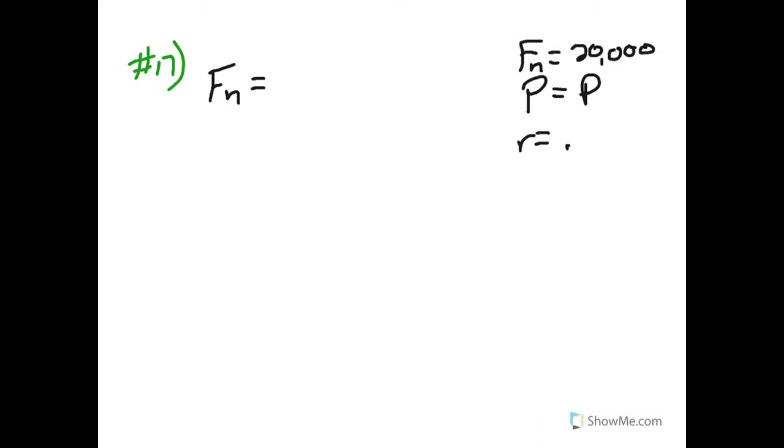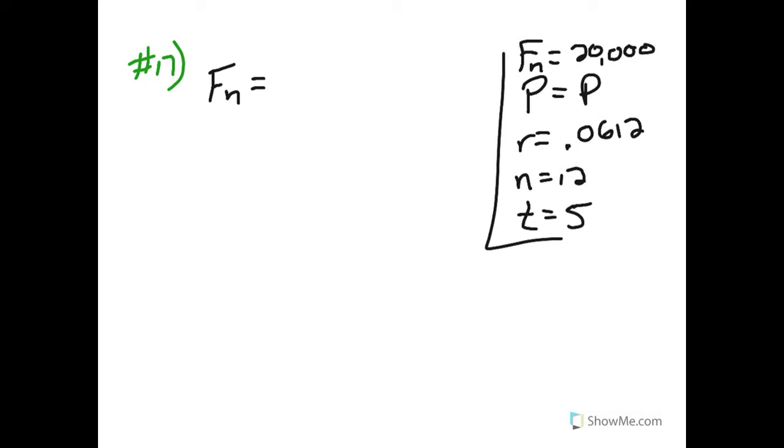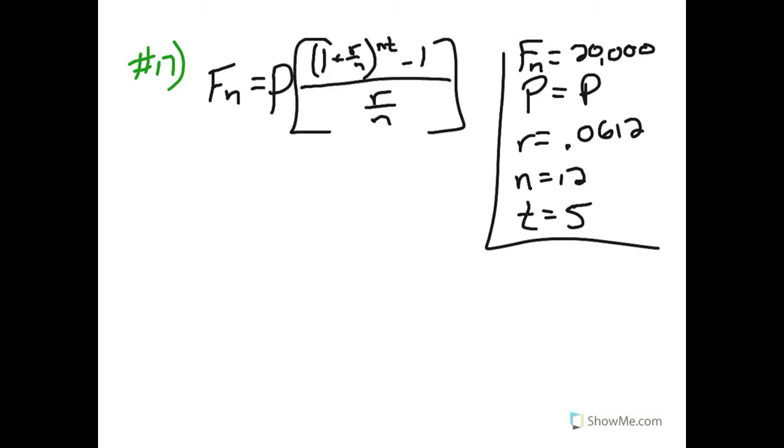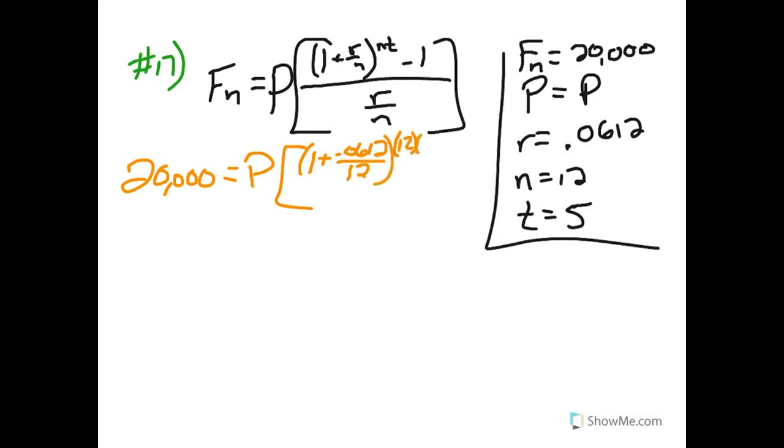The interest rate as a decimal is 0.0612. You're going to deposit it each month, so N is 12. And they're going to do this for 5 years. The time is 5. Use the future value formula. If you plug these numbers in, the future value is $20,000. Dollars per payment, we don't know. Interest rate as a decimal is 0.0612. Number of payments per year is 12. That's raised to the 12 times 5. Subtract 1 from that. On the bottom, divide your interest rate as a decimal by the number of payments a year.